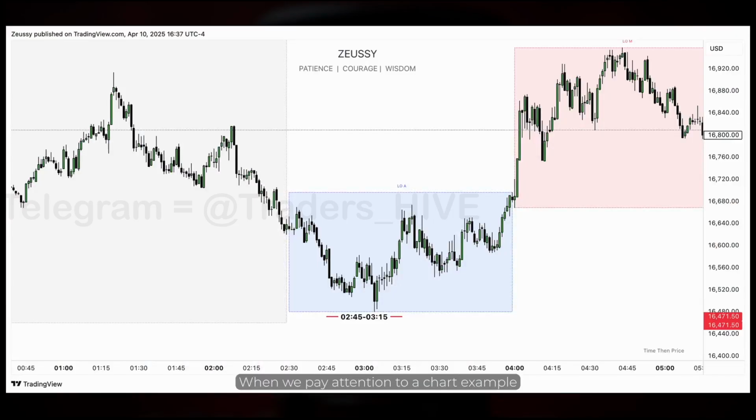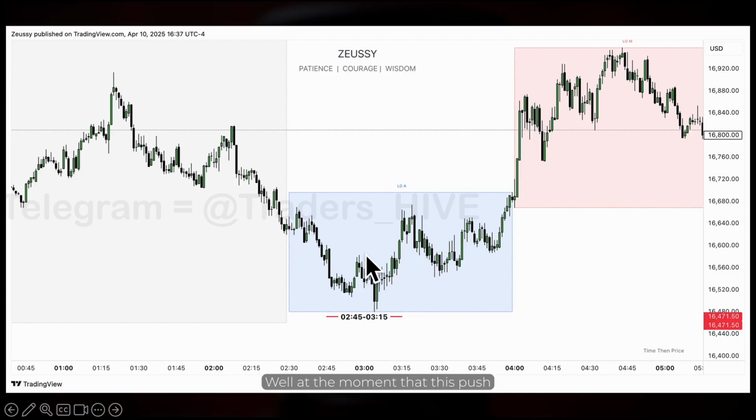When you pay attention to a chart example, in front of you, you can see a London session delivery. And what you can see is that throughout the other part of the Asia session, the market expanded towards the downside, and then eventually the market from 2:45 to 3:15 a.m. began. Notice that we see the market expand towards the downside, form this low, retrace, and we then have one more push towards the downside. What is this factor right here?